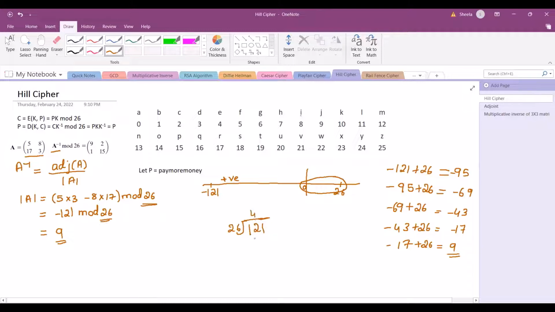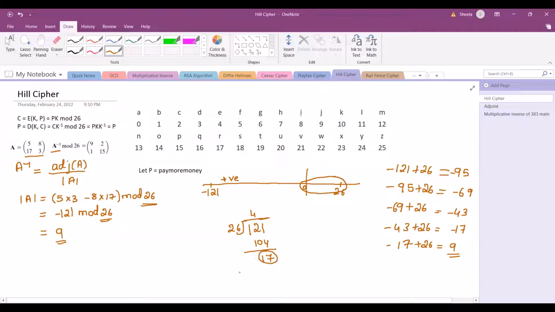When we divide this number by 26, 26 times 4 is 104. Forget about the sign, later we can consider it. So 121 minus 104 is 17. After getting the remainder, which is less than 26, now you consider the sign.